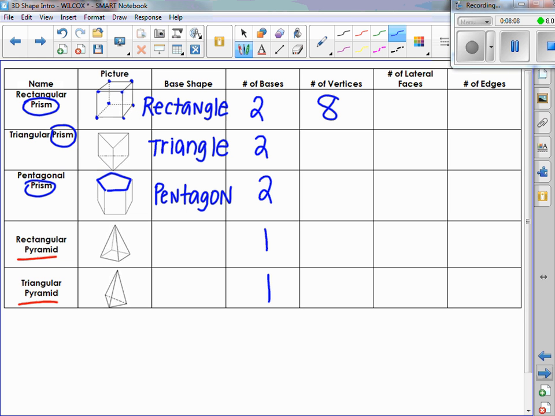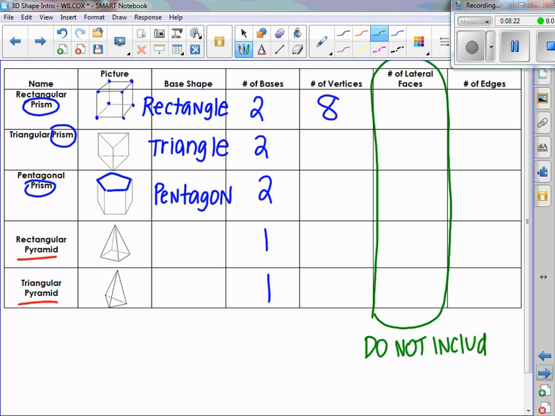Lateral faces. Now I want you to make a note to yourself in this column for lateral faces that when we talk about faces, we do not include the base or bases. So I do not calculate the bases when I'm counting how many faces there are. So forgetting about my prism's bases, top and bottom, how many sides, how many faces would this prism have? Good, 4.